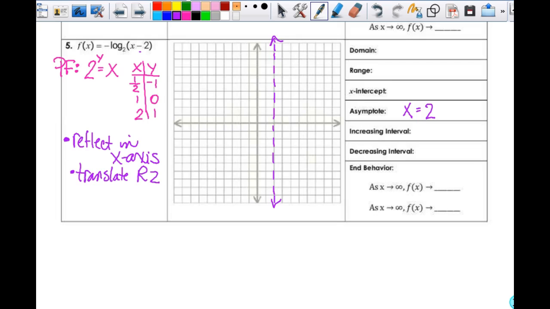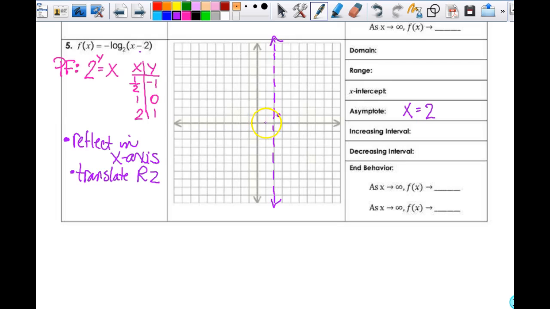And then I'm going to go and plot my points. So I start here. When x is 1/2, y is at -1. So I'm right here for my parent function. I reflect in the x-axis. It ends up right there. And then I translate to the right 2. And my point ends up right there.